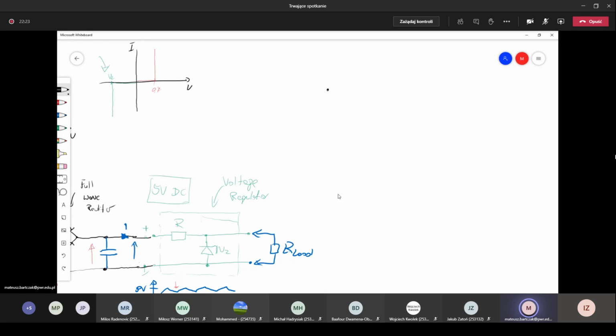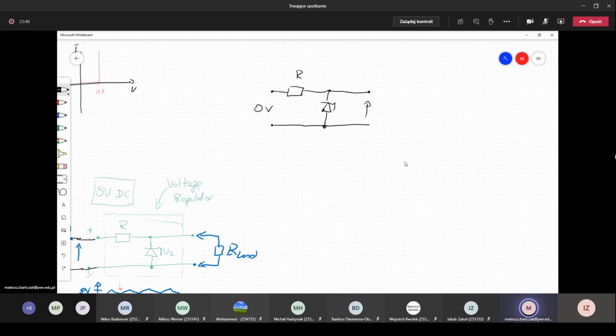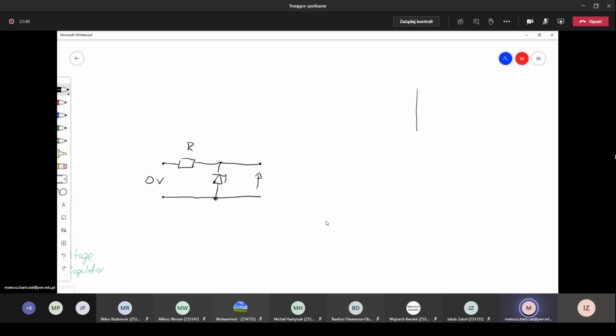Okay. So now let's... Here we have the R. Here we have a Zener diode. So let's try to analyze it a little bit. So we have 0 volts here. So what will be the output now on the Zener? This is the input voltage, V input voltage is equal to 0.